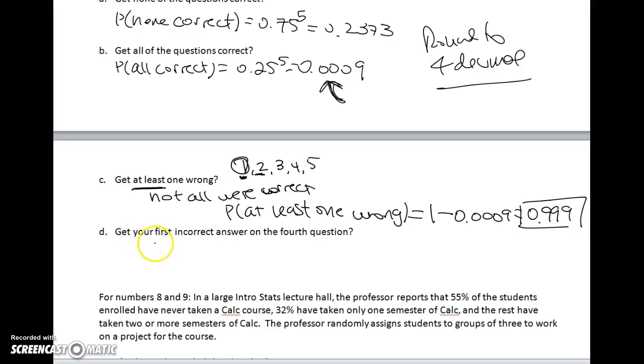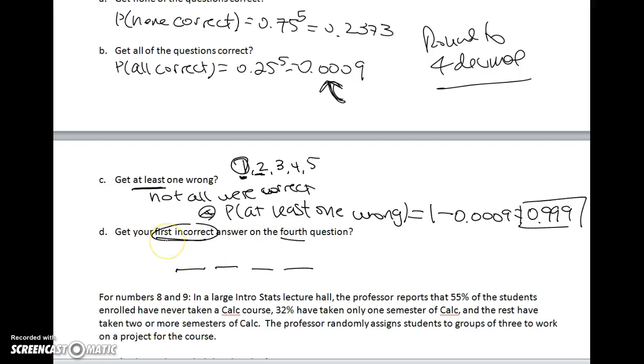Part D. What's the probability that you get your first incorrect answer on the 4th question? So here we don't even care about the fact that there's 5 questions. We care about, though, and you can use good probability notation, I'm going to skip that part in this case. So here, that means that our first incorrect was on the fourth.